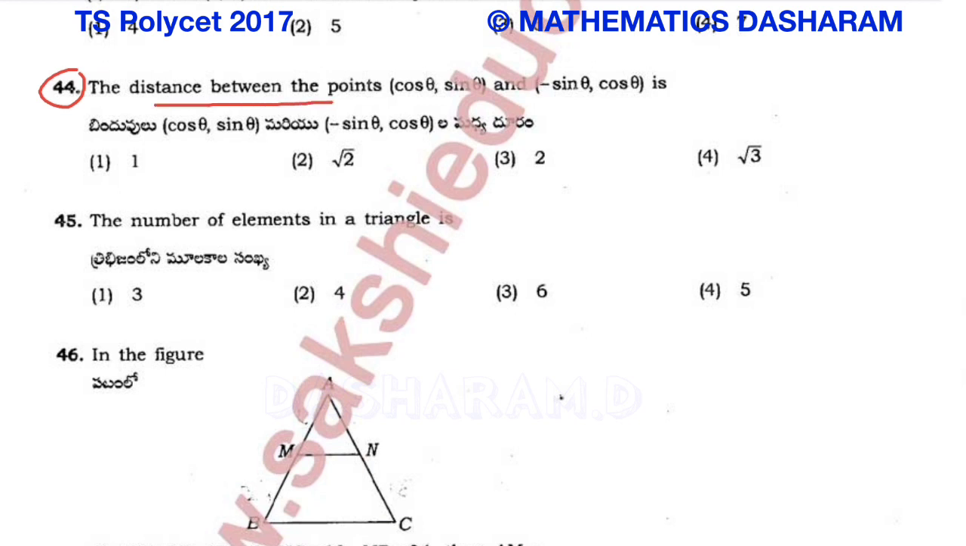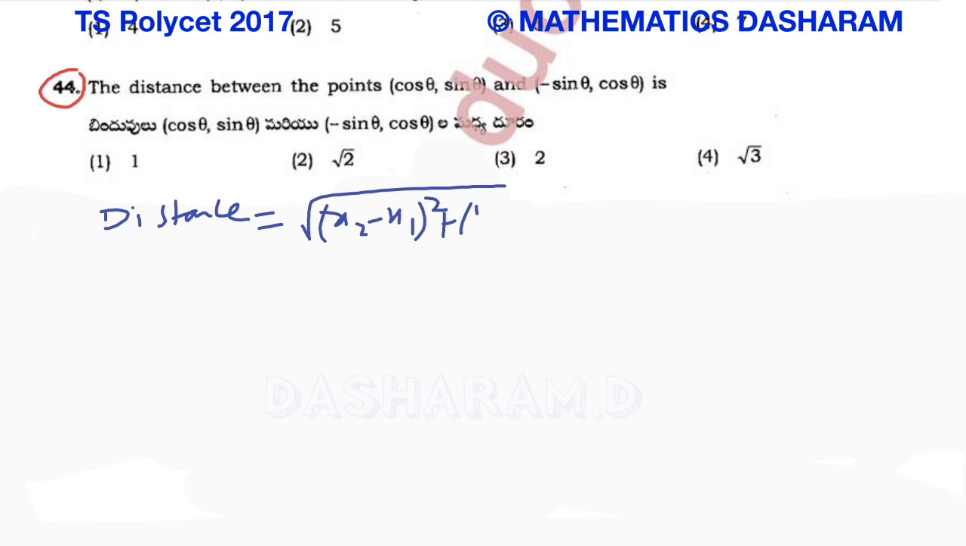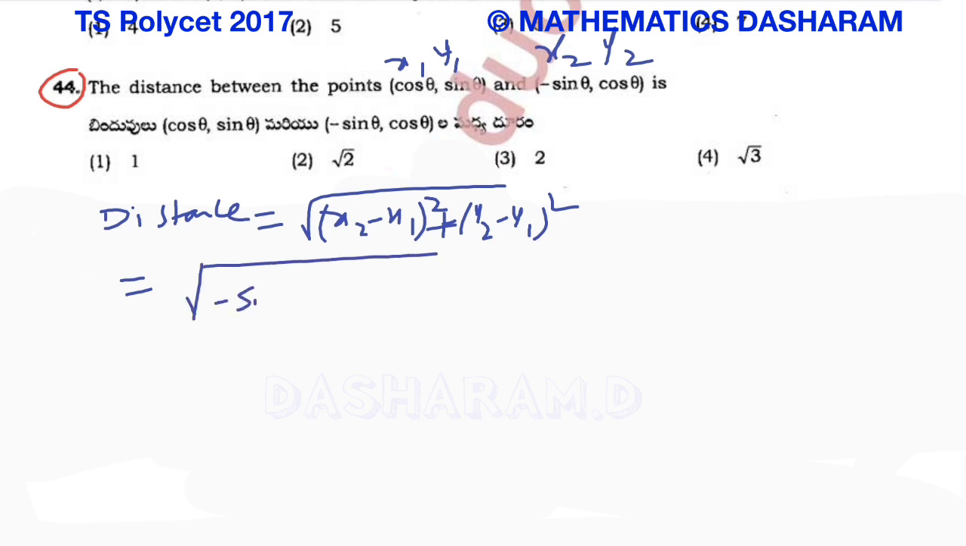So the distance between the points (cos theta, sin theta) and (minus sin theta, cos theta) is. The distance formula is the square root of (x2 minus x1) whole square plus (y2 minus y1) whole square. Here this is x1, this is y1, this is x2 and this is y2. So under root, x2 minus x1: minus sin theta minus cos theta whole square, plus y2 minus y1: cos theta minus sin theta whole square.